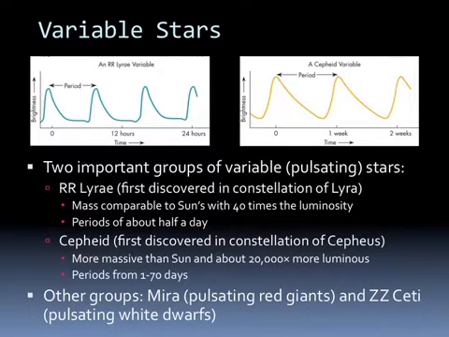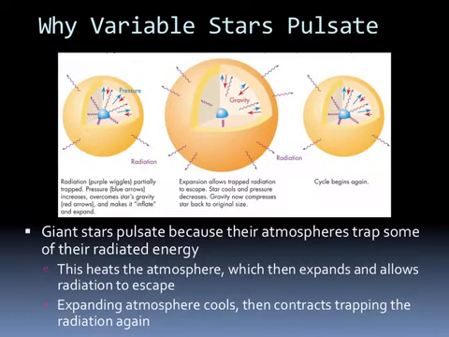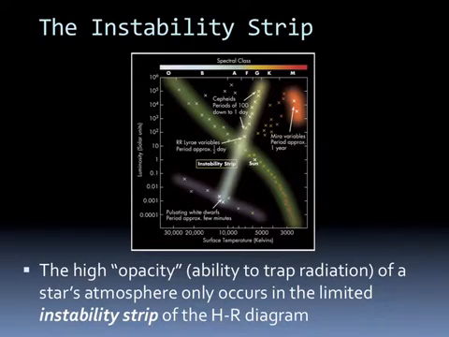What I want you to understand is they are variable stars. There's different types, and for different types, the period that they vary is going to change. Why do they change? Giant stars pulsate because their atmospheres trap some of their radiated energy. That heats the atmosphere, which then expands, and as soon as it expands, it allows all that radiation to escape. That expanding atmosphere also cools, and so once the radiation escapes and it cools, it shrinks back down and begins the process again. The higher opacity, the ability to trap radiation, of a star's atmosphere only occurs in a limited instability strip on the HR diagram.